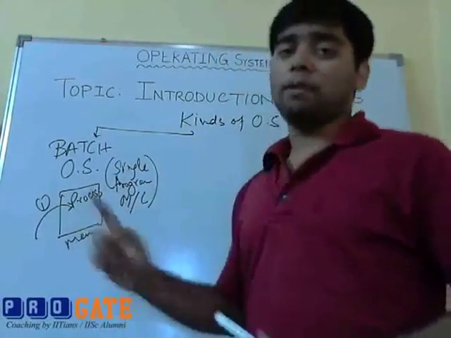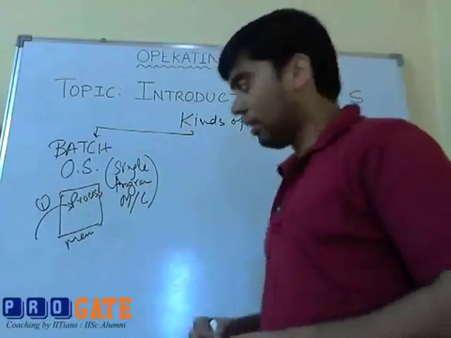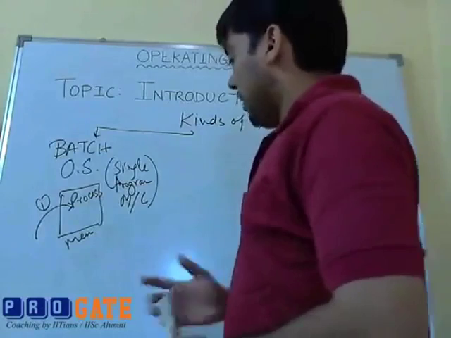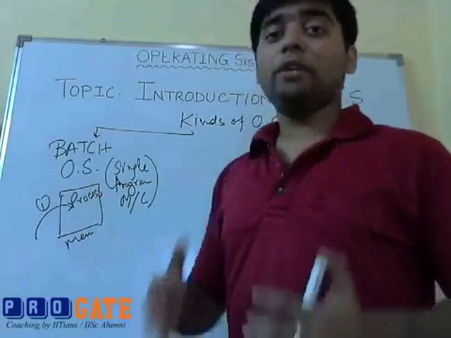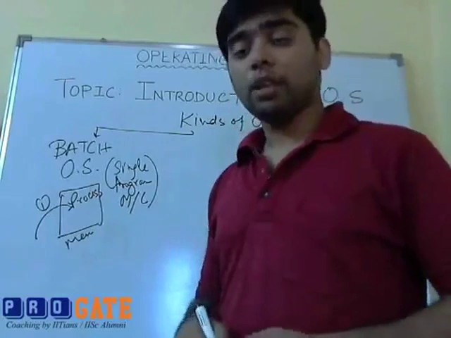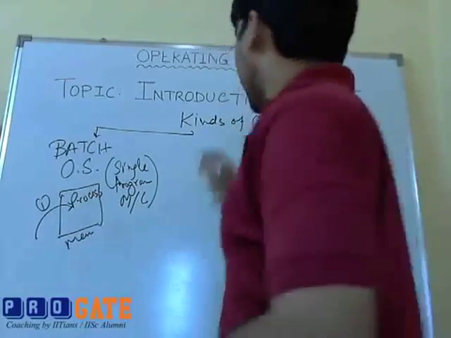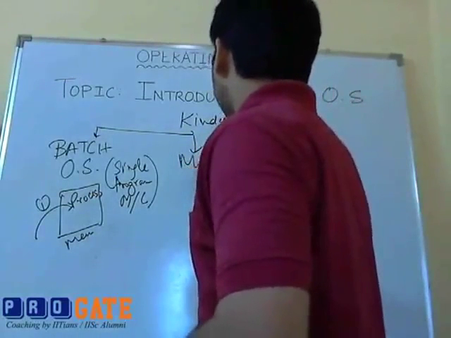But the major problem with the batch operating system is it's inefficient, because at one time only one program is there in the memory of the computer. The efficiency can be significantly improved if we have a multi-programming system.